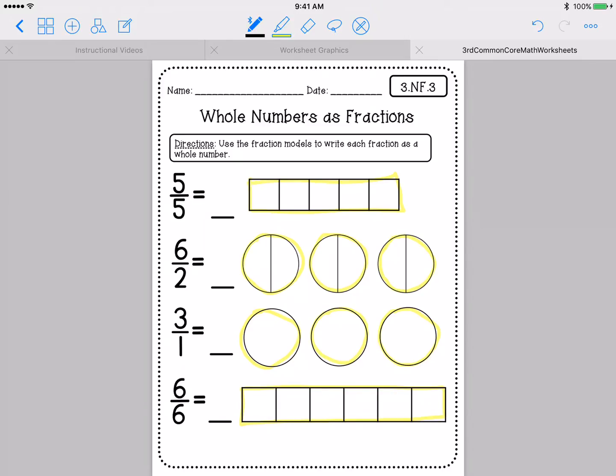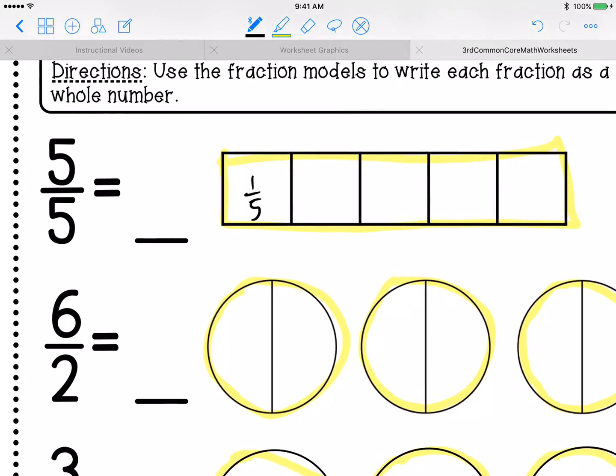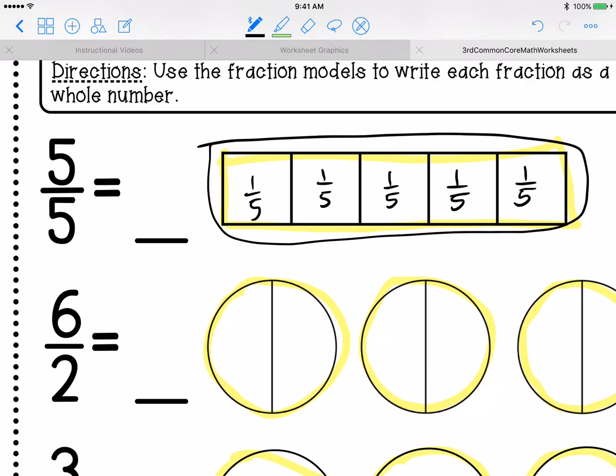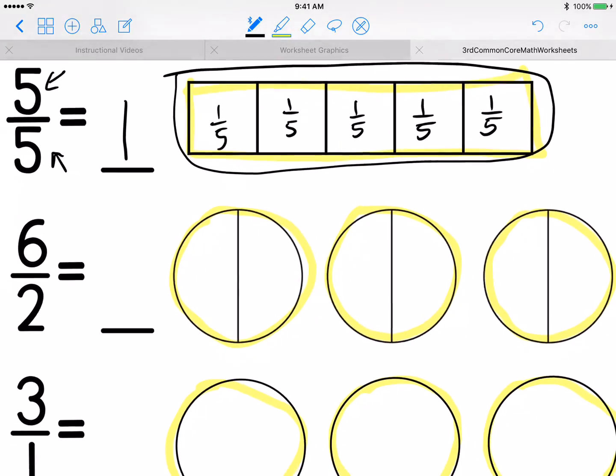So on this top one, it says 5/5. So this is 1/5, 1/5, 1/5, 1/5. 5/5 is equivalent to how many wholes? Well, I just see one whole rectangle here, because I know that 5/5, when the numerator and the denominator are the same, that's equal to 1. Okay, I'm going to do this next one for you, so it's a different type of example, so you can see that it's different than the first one.